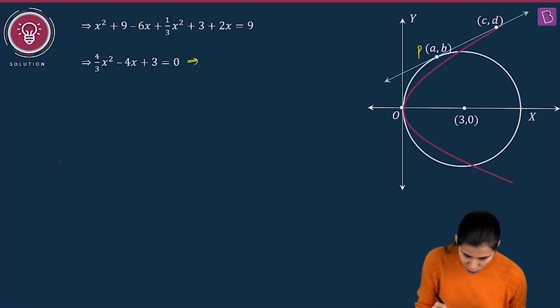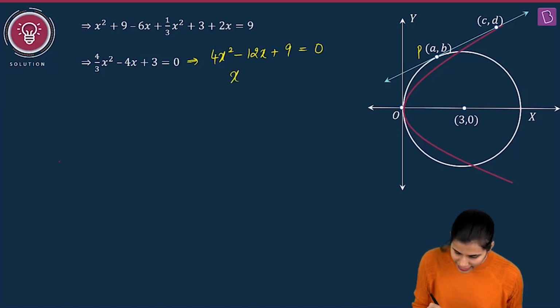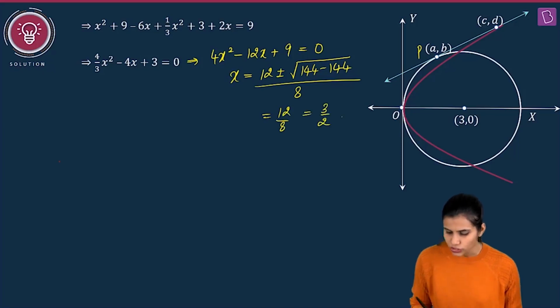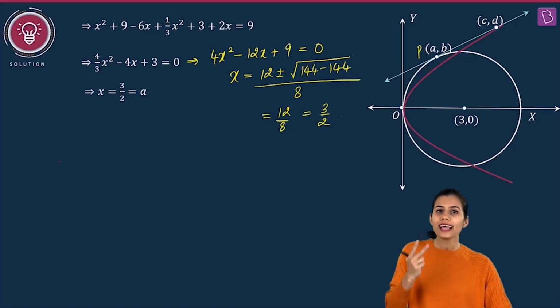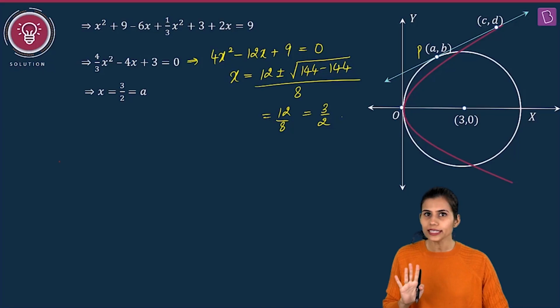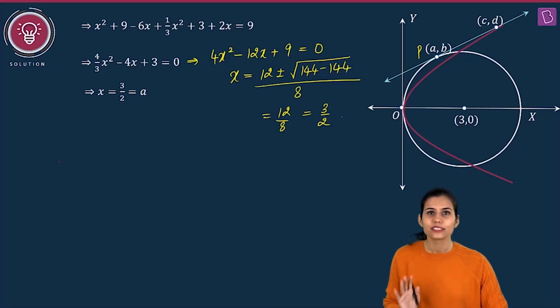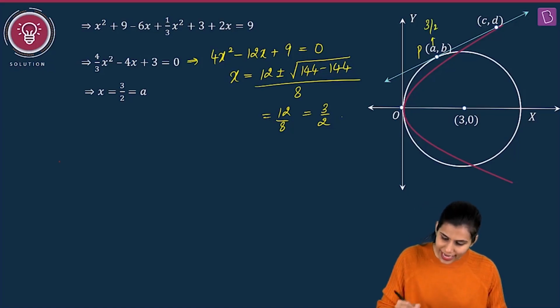Alright, so when you resolve this, what you get is 4x square minus 12x plus 9 equals 0. Use your quadratic formula. x will come out to be 12 plus minus under root 144 minus 144 upon 8. This will give you 12 by 8, which is nothing but 3 by 2. So you are getting two values of x from here, both equal to 3 by 2. Repeated roots, equal roots, I told you, right? That means the x coordinate of point P is 3 by 2. So a is 3 by 2.